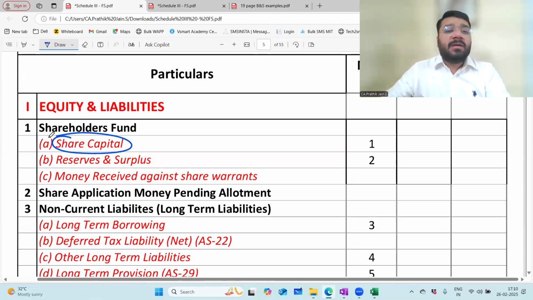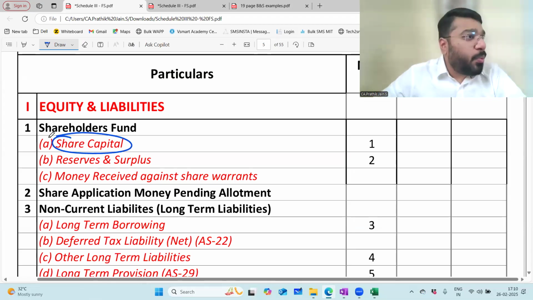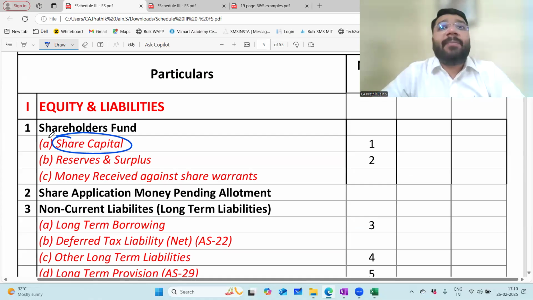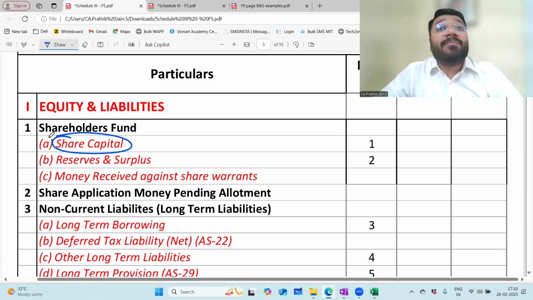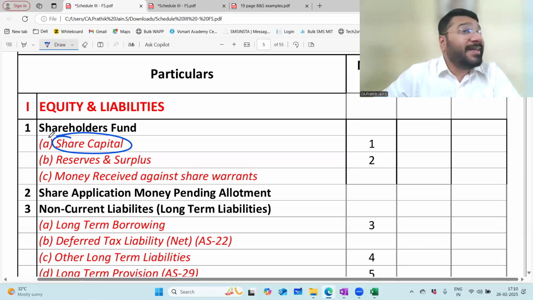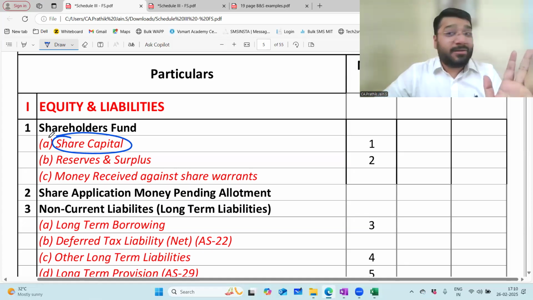Share capital. Looking at this word, what comes to your mind? Here you're trying to give information pertaining to the capital. How many types of capital are there in companies? 2 types of capital. Where did you study this? In CA Foundation once, and before that, 11th. Who said 11th? 12th.